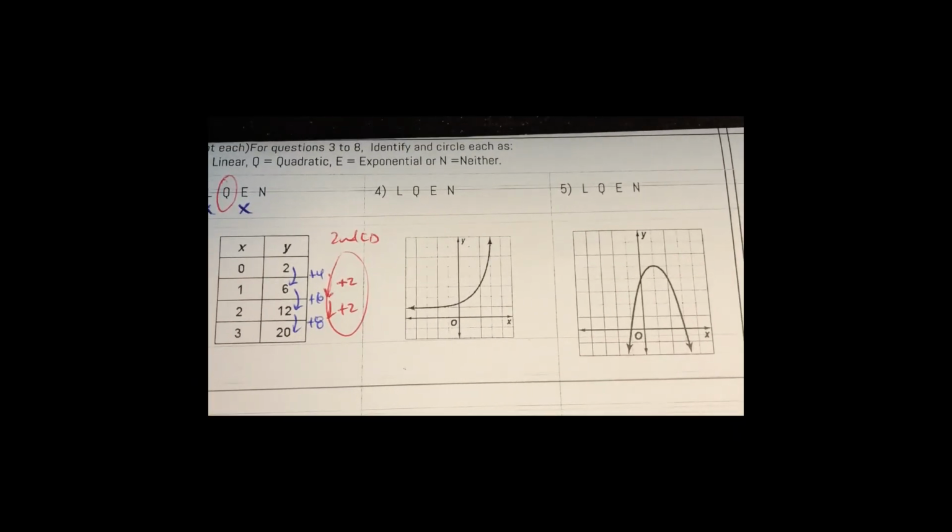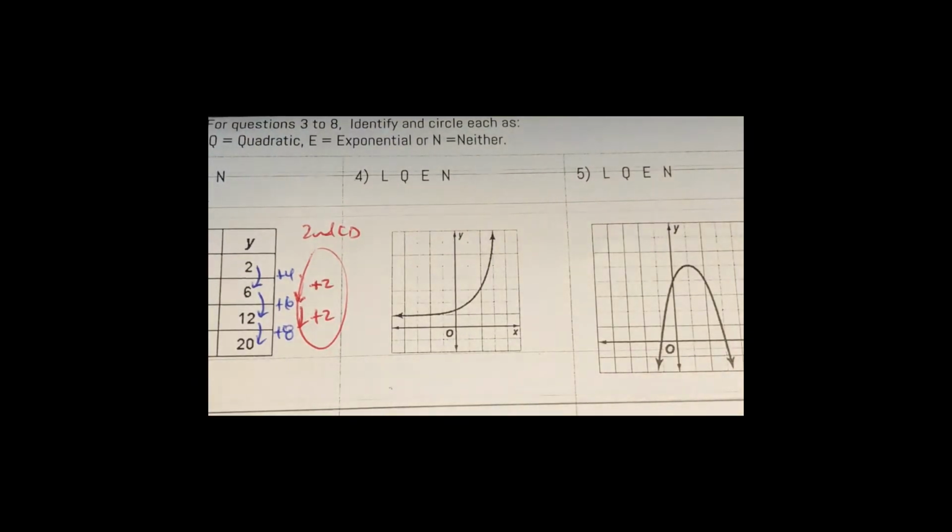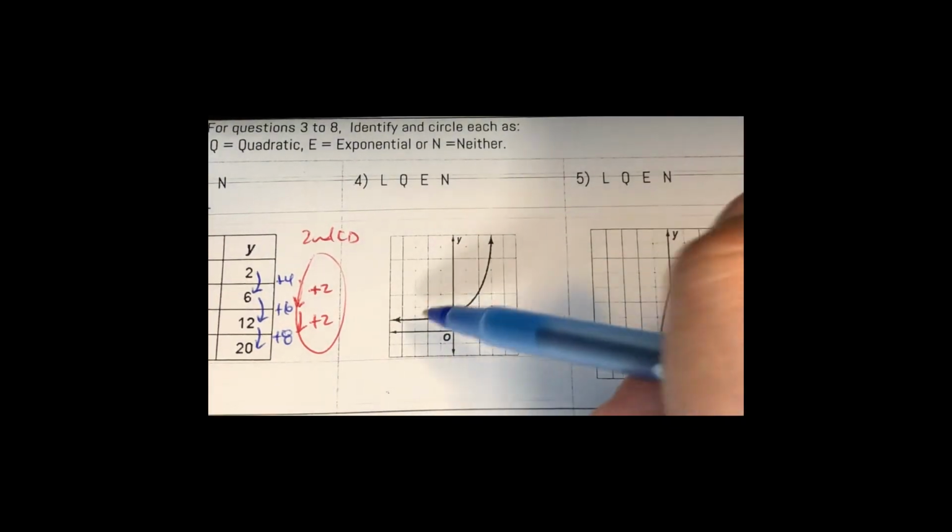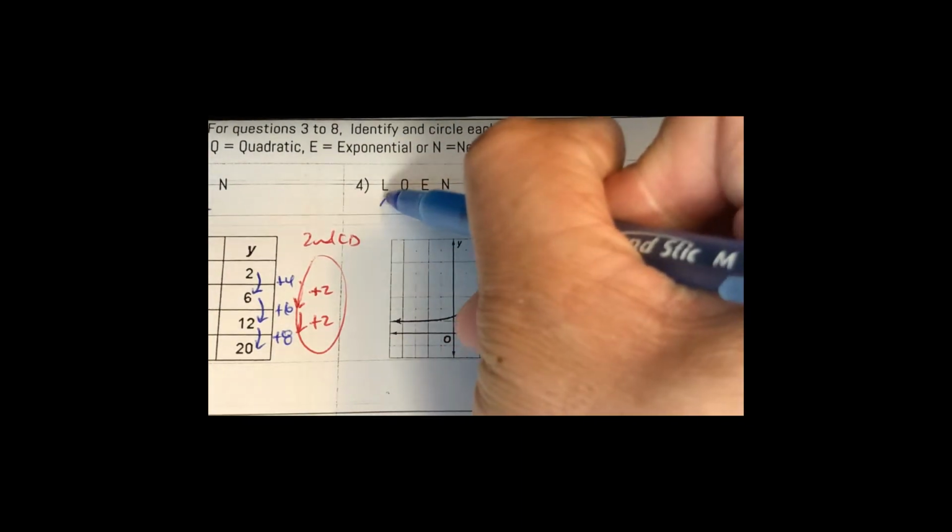Question number 4. I have a smooth curve here, so that is not linear.